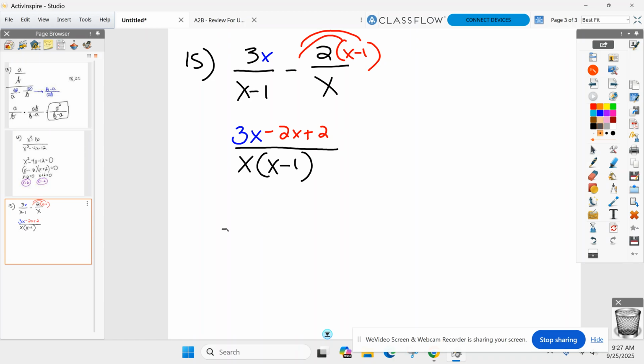And then finish it. Combine your like terms on top. You get what? X plus 2, over x and x minus 1. And again, that could be addition tomorrow, and you don't have to worry about distributing a negative.